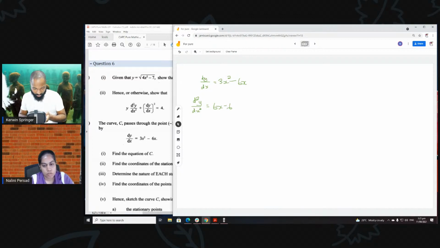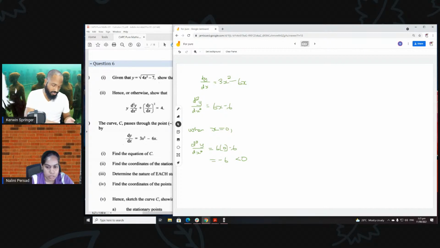So we're going to substitute the two x values we found. So we found that x equals 0 and x is equal to 2. So when x is equal to 0, d2y/dx squared is equal to 6 multiplied by 0 minus 6, which will give you negative 6. And negative 6 is less than 0. So when it's a negative value, we say that it's a maximum point. So the point 0, 4 is a maximum point.